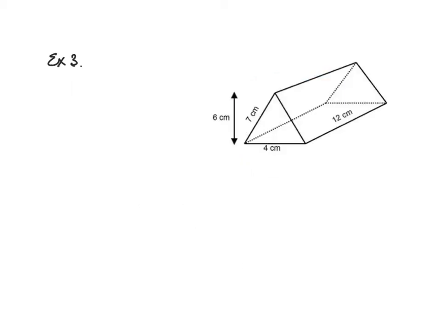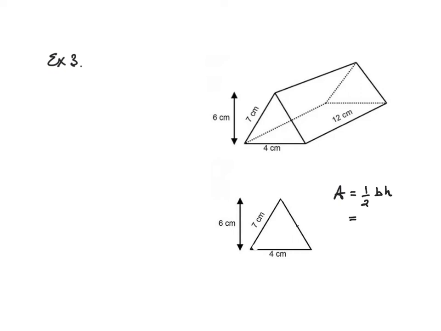Here we have an example of a triangular prism. If we look at the base, we can see that there are 3 different dimensions. We've got 4 and a 7 and a 6. Now let's just focus on the triangle. If we're to work out the area of the triangle, then we use the formula: area equals 1/2 of the base times the height.